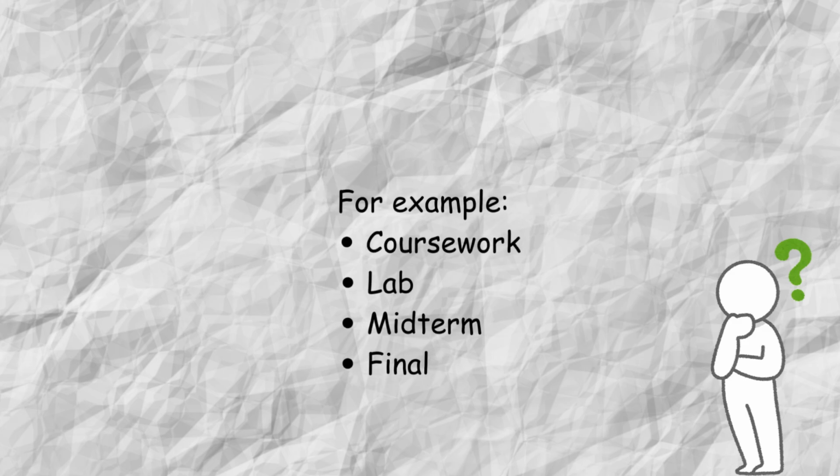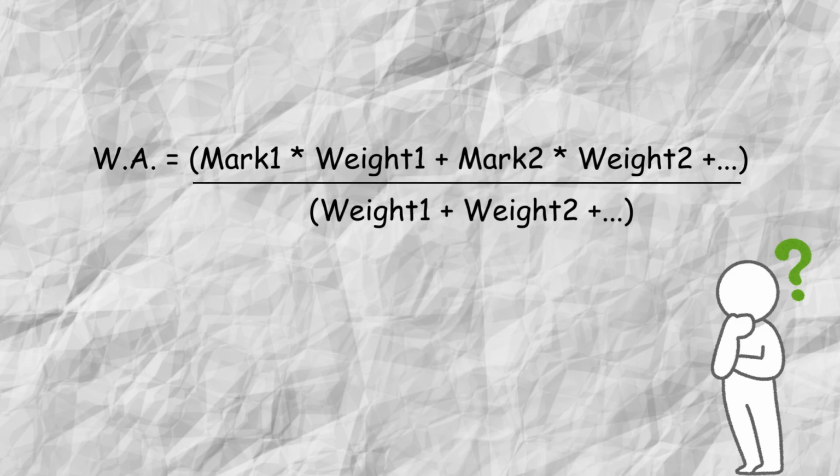It's quite simple once you break it down. Your total grade is found using the weighted average of all your course components. Here's the formula. Weighted average equals Mark 1 times weight 1 plus Mark 2 times weight 2 divided by weight 1 plus weight 2. Let's break it down with an example.